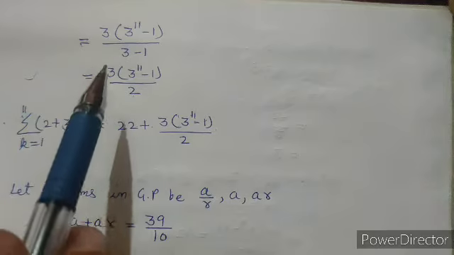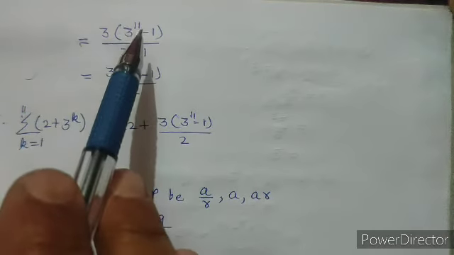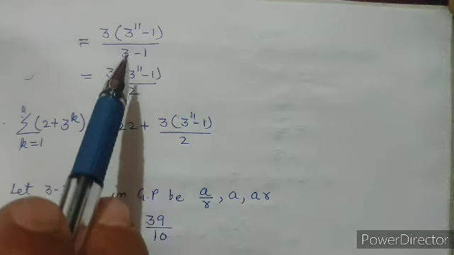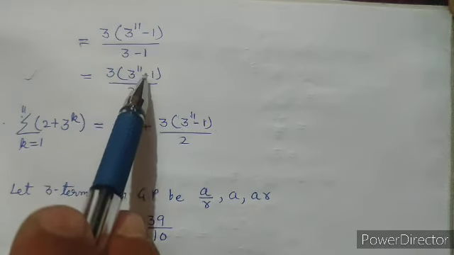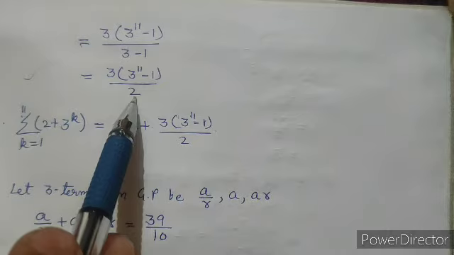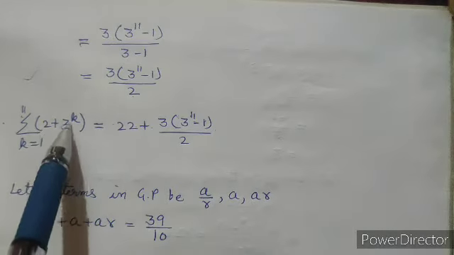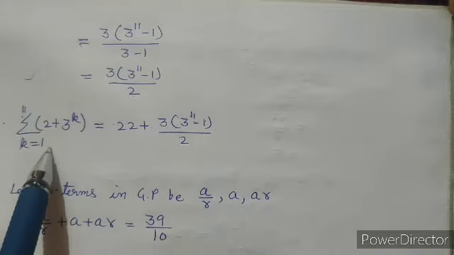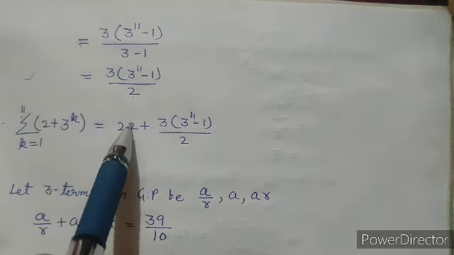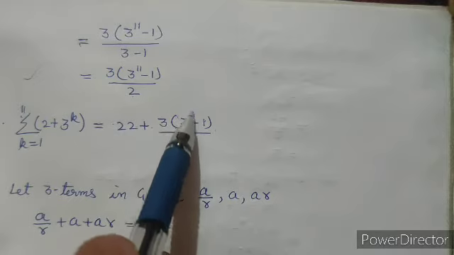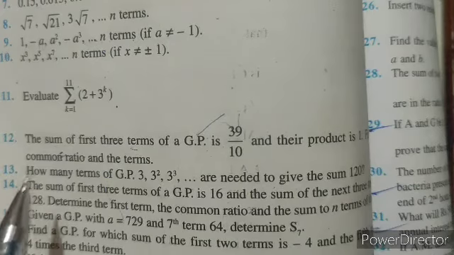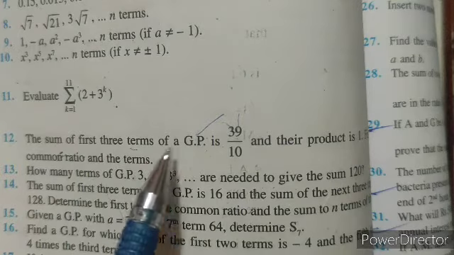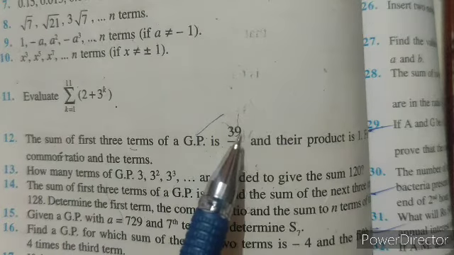So this will be equal to 3 into (3^11 − 1) upon (3 − 1), and that will be 3 into (3^11 − 1) upon 2. On putting the value of S in equation first, the summation of (2 + 3^k) from k equal to 1 to 11 will be equal to 22 + 3 into (3^11 − 1) upon 2.